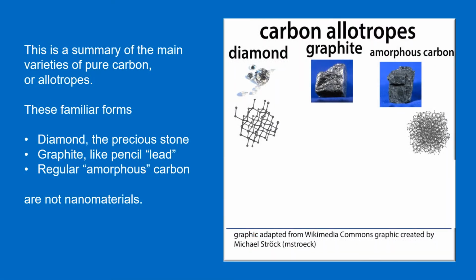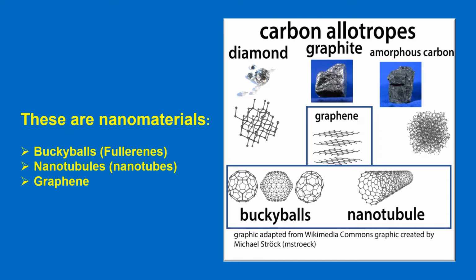Here we see a picture of the main types of carbon, or the allotropes. These familiar forms, for example, diamond as in a ring, graphite like pencil lead, which of course is not the element lead at all, and regular amorphous carbon, which means it really has no structure, are very familiar to all of us, but those are not nanomaterials. These are examples of nanomaterials. On the lower left, buckyballs are fullerenes we have already mentioned. On the lower right, nanotubes, usually called CNTs, carbon nanotubes, or graphene up in the middle, a flat structured layer, are all nanomaterials, and in fact carbon nanomaterials.